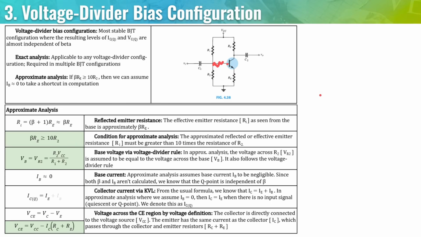Next, the base current is going to be negligible. Since both B and IB aren't calculated, we know that the Q point is now independent of beta. So now that the collector current is computed, we can use the usual formula ICQ is equal to IE. So again, we ignore IB. So IE is now going to equal approximately IC. So that's where the idea comes from, where IC is equal to IE.